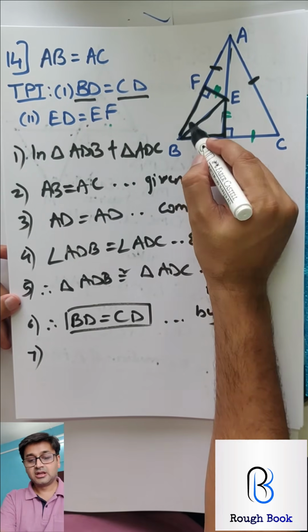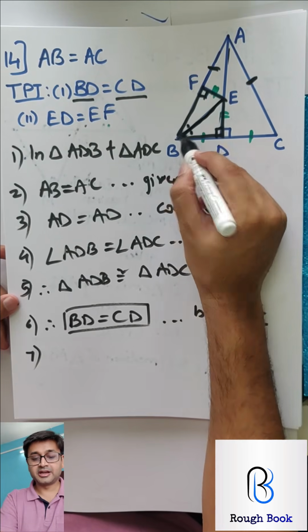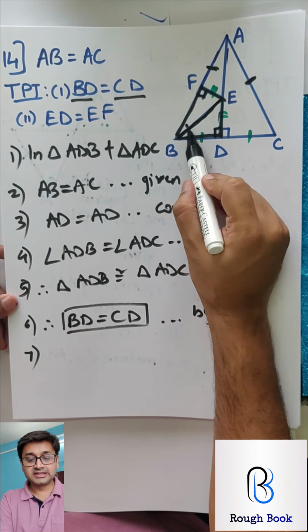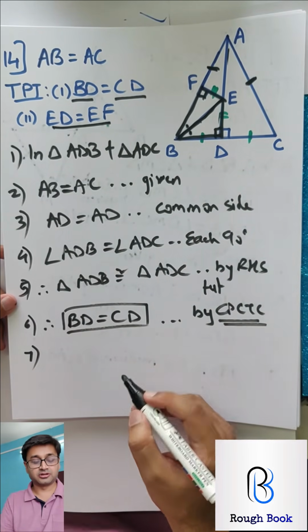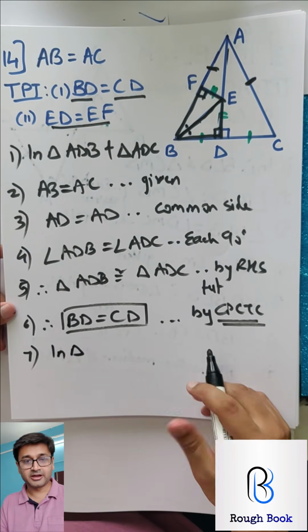These two triangles, this is given bisector, each 90, common side. So what test is it? RHS? No. It's AAS test. So again 5 golden steps and then reach here. Come on, quick. So first one. How many getting these 5 golden steps by now?